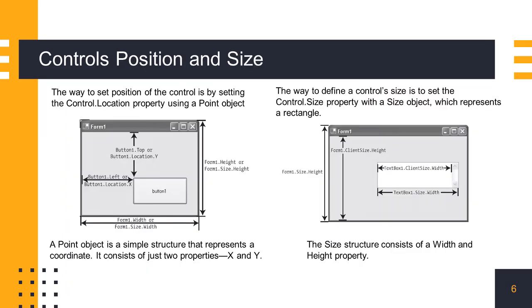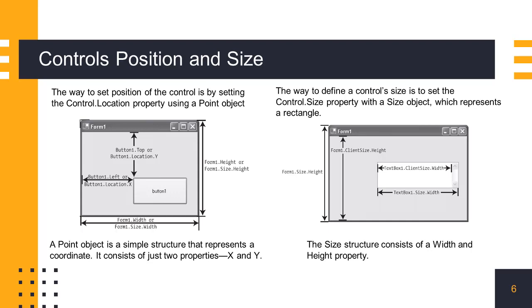A control's position is defined by the distance between its top left corner and the top left corner of its container. Similarly, the size of the control is measured as the width and height of the control from its top left corner. All coordinates and dimensions are integer values that are measured in pixels.